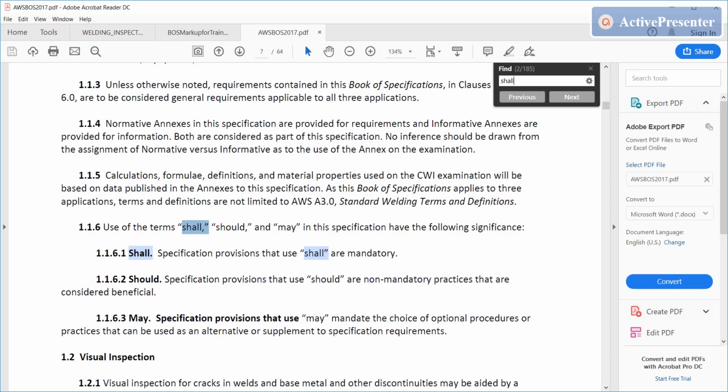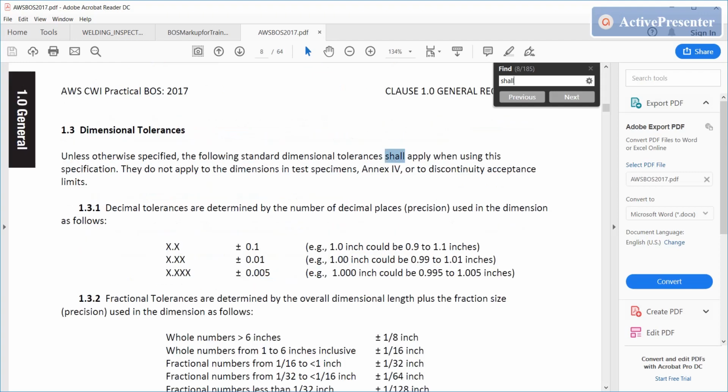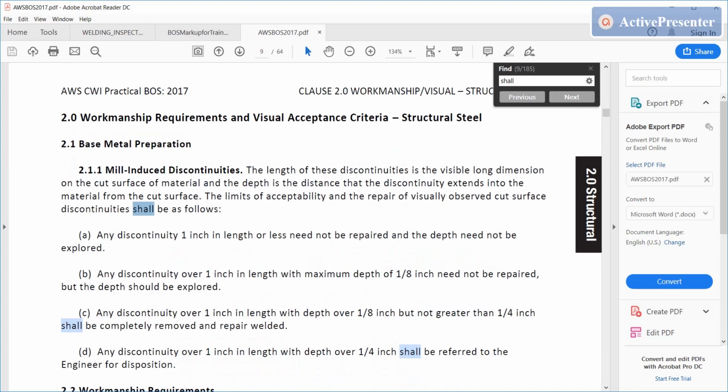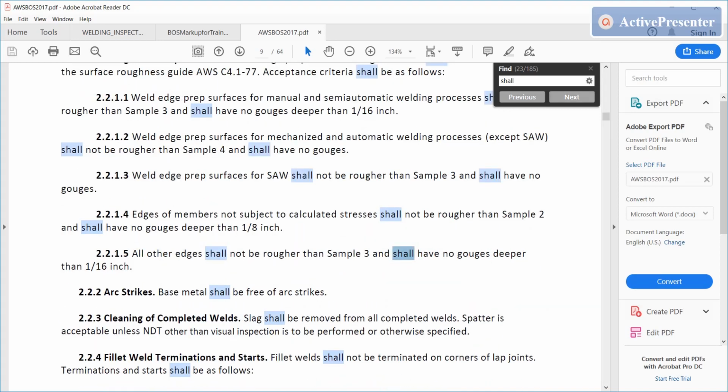That's the beginning of the general requirements we already read. Keep on going. How the tolerances apply. Still in Clause 1. Mill-induced discontinuities. It talks about the requirements shall be as follows. Here they shall be completely removed. Here they shall be referred to the engineer for disposition. Those are requirements, not optional. See what else we've got. You can see the term shall shows up quite a bit. We'll just keep on scrolling through. It looks like there are 185 occurrences of the word shall.